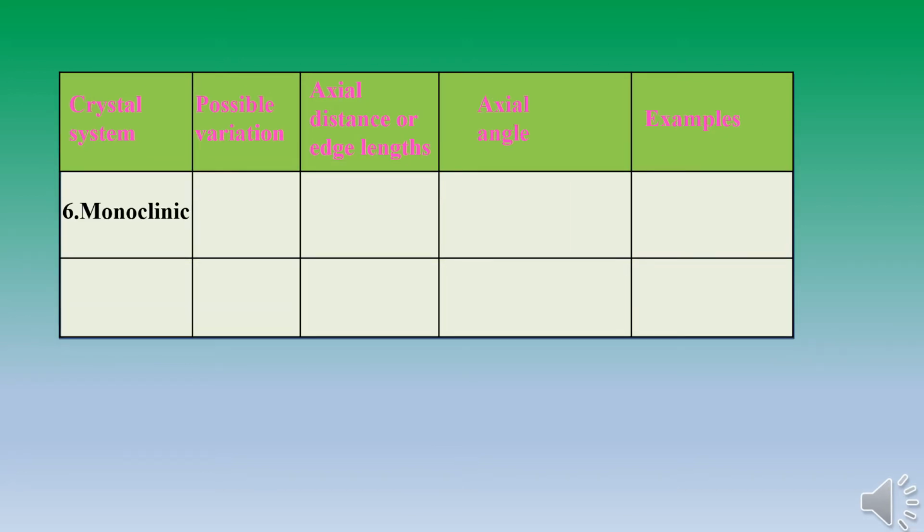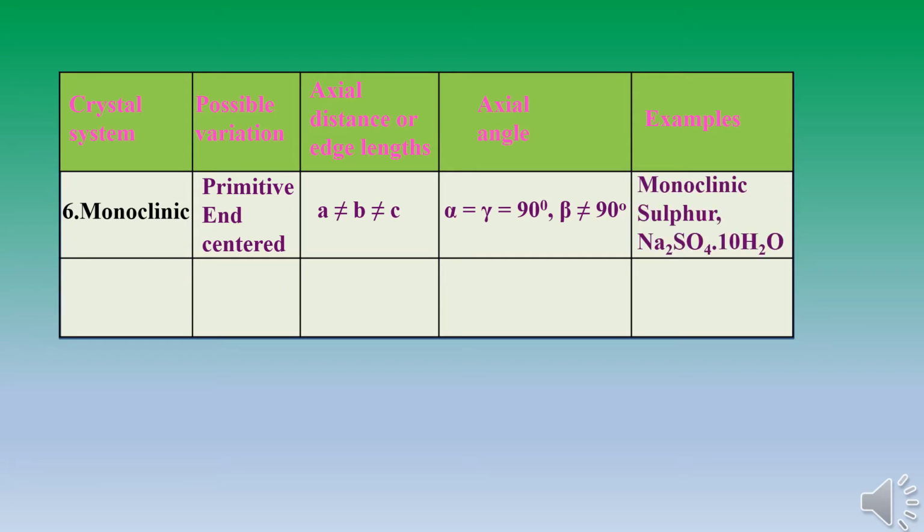Sixth type of crystal system, monoclinic. Possible variation, primitive and end face centered. Axial distance, A is not equals to B, B is not equals to C. Axial angle, alpha is equals to gamma is equals to 90 degree, beta is not equals to 90 degree. Examples, monoclinic sulfur and sodium sulfate decahydrate.